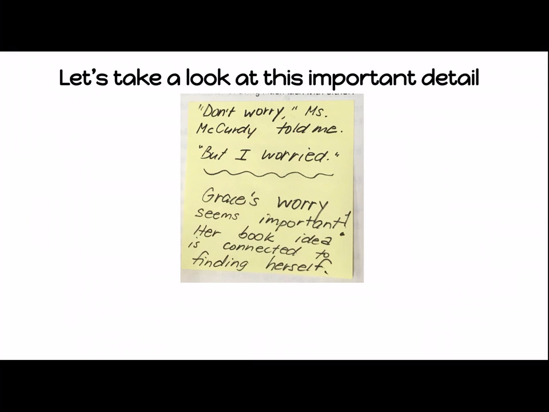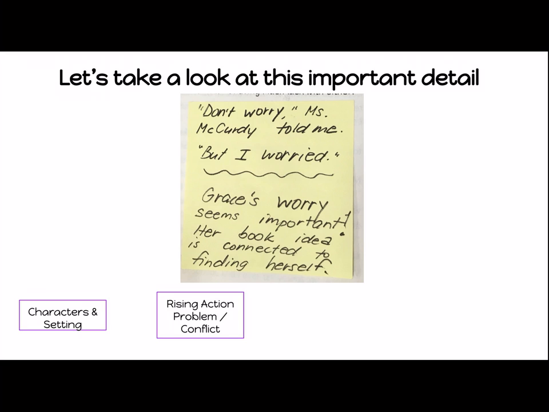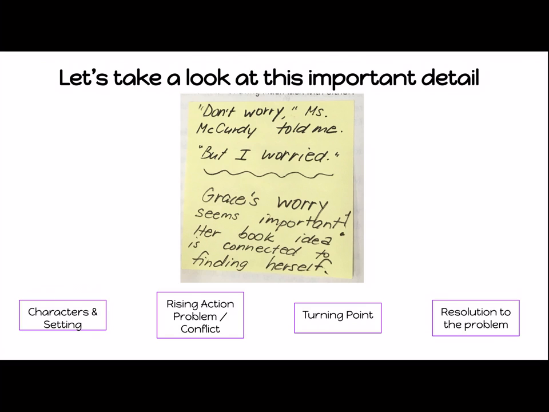So let's take a look at this important detail, keeping the story mountain in mind. Remember this detail? "Don't worry, Ms. McCurdy told me, but I worried." This was really a big part of the story. Grace's worry was important because she was trying to find herself. But why is this detail important? I want you to think about this for a minute. Is it important because it's really about describing the characters and the setting? Is it important because it's part of the major problem or conflict? Is it the turning point? Or is it the solution to the problem? Pause the video and decide.